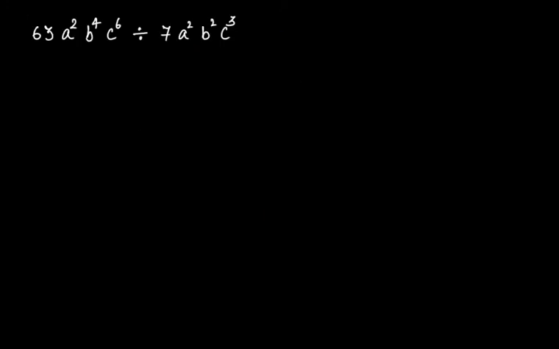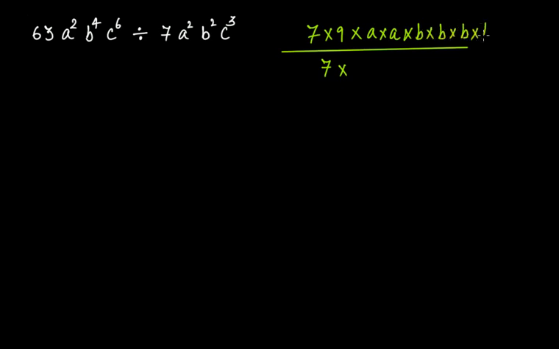Here you have 63a squared b raised to the power of 4 c raised to the power of 6, divided by 7a squared b squared c cubed. Let's solve it by using the common factor method. So this is 7 times 9, that is 63, multiplied by a squared, multiplied by b raised to the power of 4, multiplied by c raised to the power of 6. And from here you get 7 multiplied by, let's write this also. So this is a multiplied by a, then multiplied by b multiplied by b multiplied by b multiplied by b.